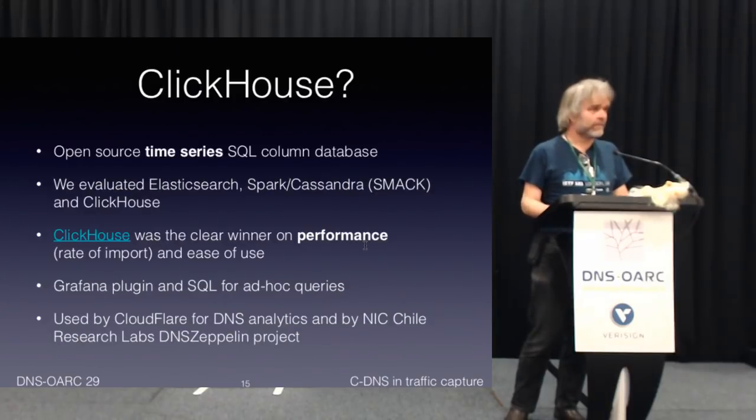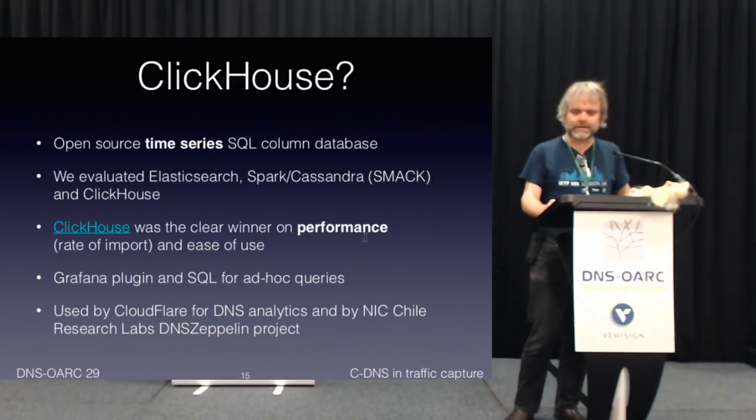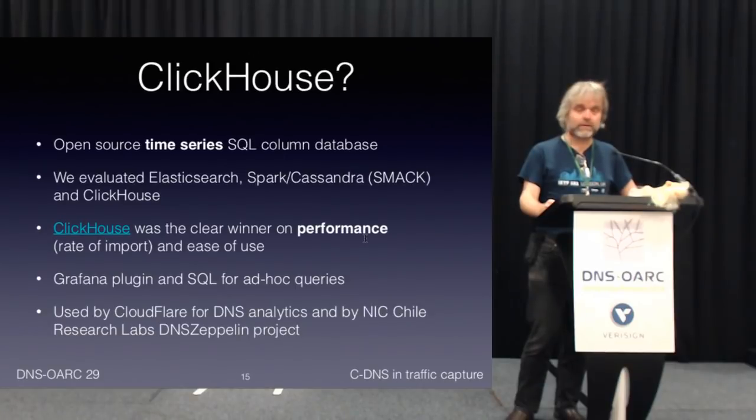So, ClickHouse. For those of you who haven't come across it, it's an open source time series, basically SQL, column series database. We evaluated several different databases at the start of this project, and ClickHouse was the clear winner, I have to say. No doubt about it. On performance, particularly at the time of evaluation, just simply the performance of import into the database, and ease of use. There is a Grafana plugin. You have an SQL interface, well, SQL-like interface. It is pretty much SQL for doing ad hoc queries.